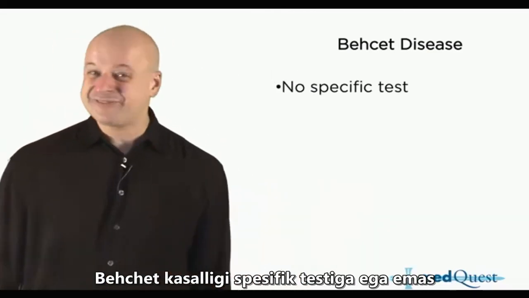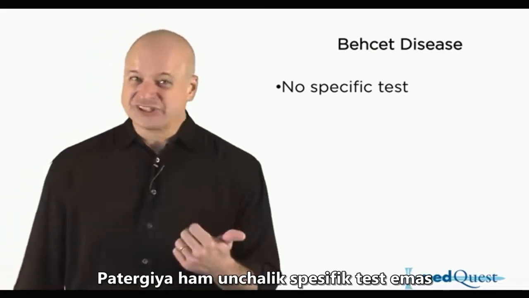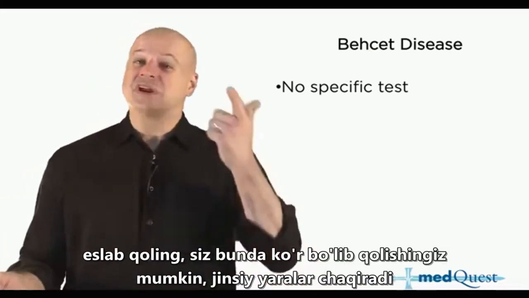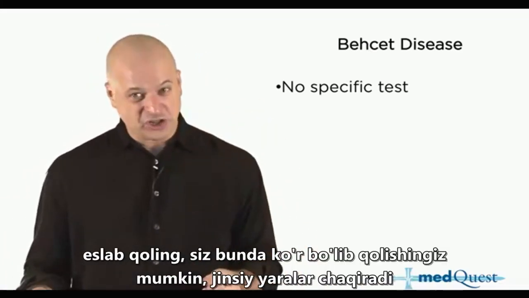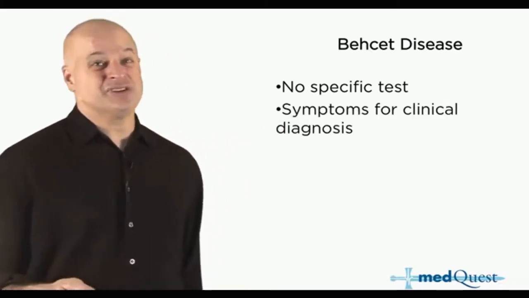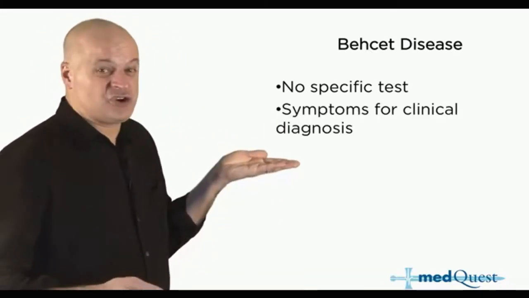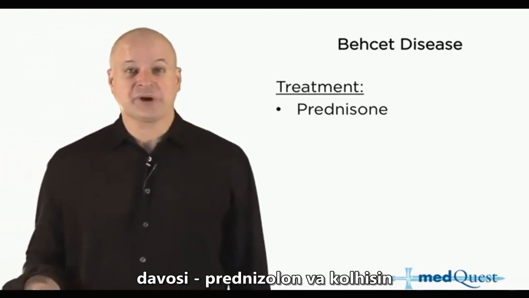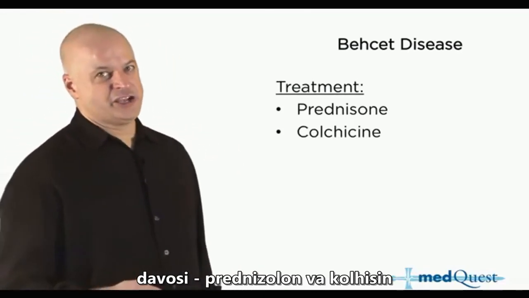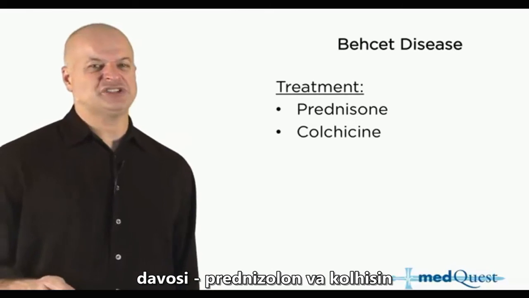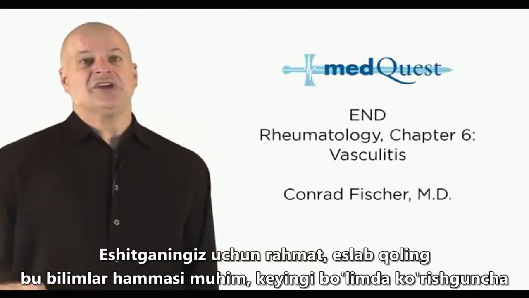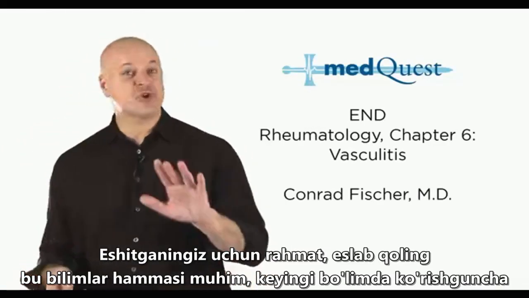Behçet's disease doesn't have a specific test. Pathergy is not really a specific test. Remember, you can go blind from it. It causes genital ulcers, and you've got to rely on the clinical constellation that we just saw here. Now, the treatment is fortunately prednisone and colchicine for Behçet's, and there's nothing new on that. Behçet's, prednisone, and colchicine.